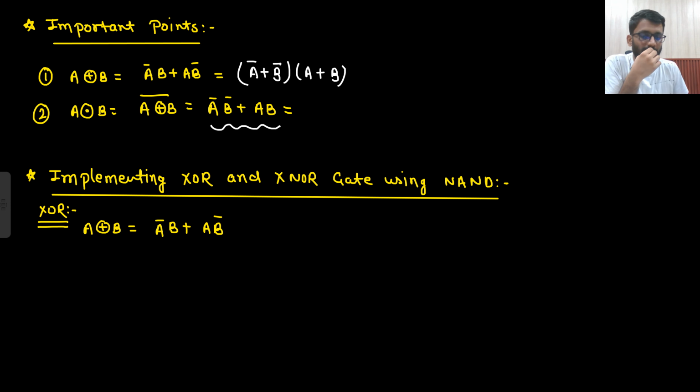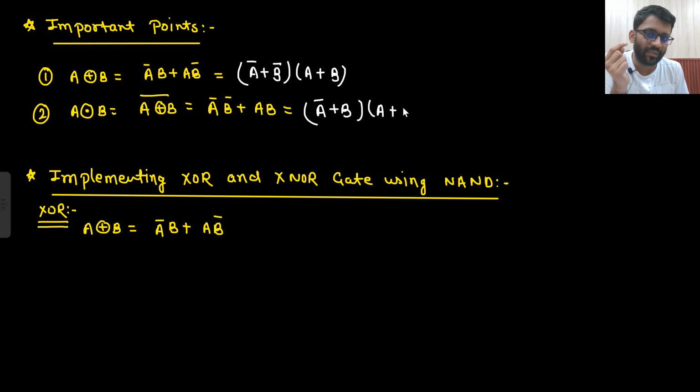Say yes or no. And this is also which form? Sum of product form only. If I need to write in product of sum form, how will I write? I will remember XOR. So A bar plus B into A plus B bar. That's it. Can I remember these two formulas this way? Say yes or no.